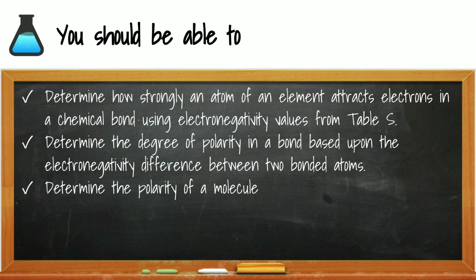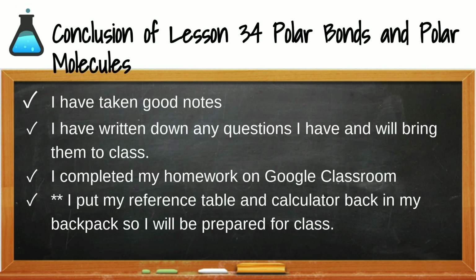So by now you should be able to determine which element more strongly attracts electrons in a chemical bond, use electronegativity difference to determine the type of bond between two bonded atoms, and determine the polarity of a molecule using the VSEPR theory and the acronym SNAP. This concludes Lesson 34, Polar Bonds and Polar Molecules.